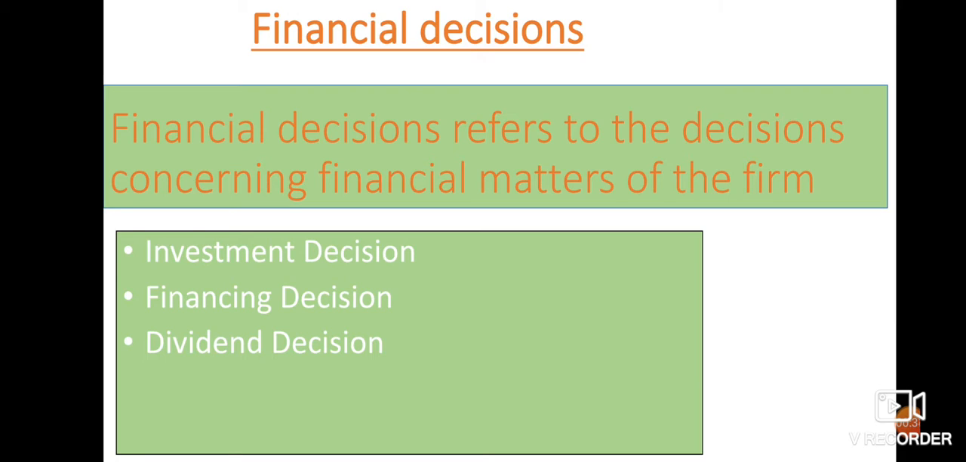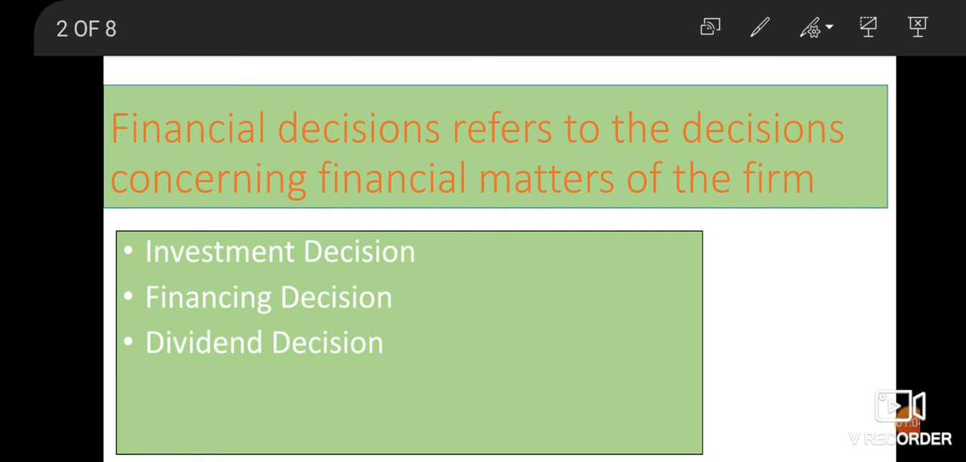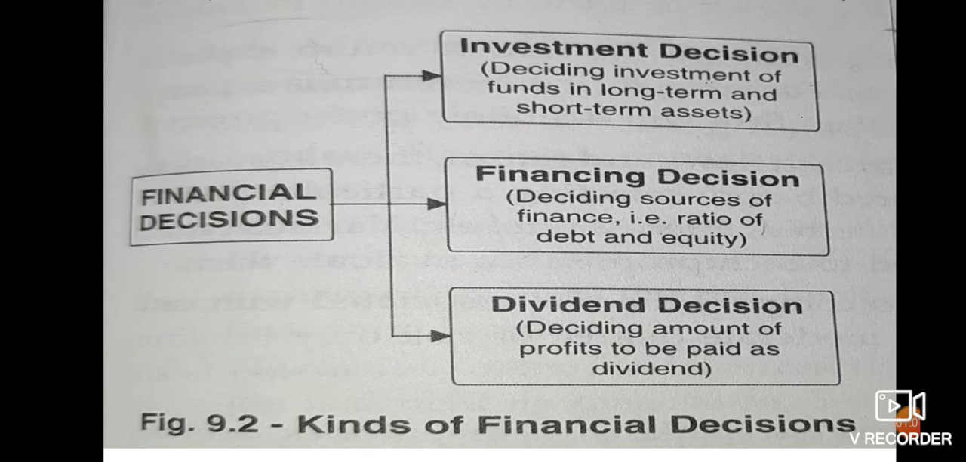Now financial decisions refers to the decisions concerning financial matters of the firm. There are three financial decisions that have to be taken by the firm: investment decision, financing decision and dividend decision. So let us see what are these three types of decisions that have to be taken by the financial managers. Okay, so next is financial decisions, investment decision. Deciding investment of funds in long-term and short-term assets.